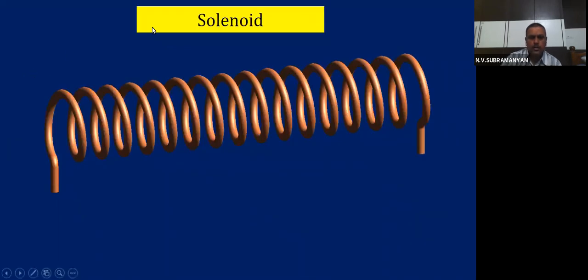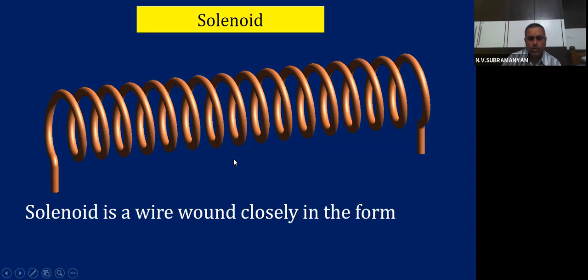On the screen you are seeing a solenoid, children. It is in the form of a spring, as you see. A solenoid is actually a wire wound closely in the form of a helix. A spring is generally known as a helix, children. The path is nothing but a helix or helical path. This shape is generally referred to as a helix.